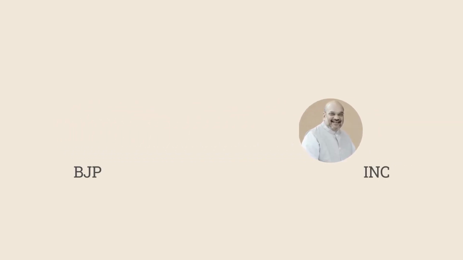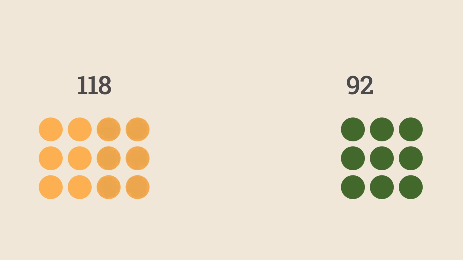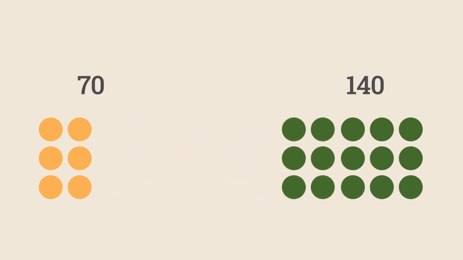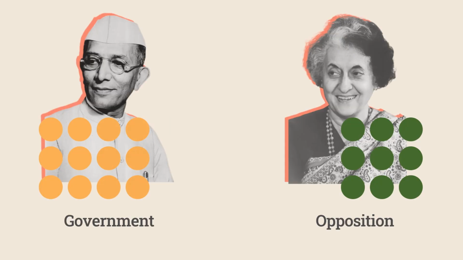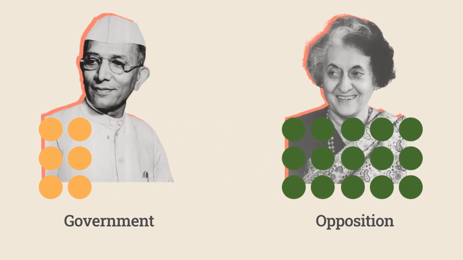Seeing Amit Shah switch parties, other MPs from BJP start joining the Congress for their own reasons. Slowly, the numbers in the Lok Sabha start to change. This change in numbers can make governments fall, and this happened in 1979. 76 MPs from the government defected to the opposition, and the Morarji Desai government fell.